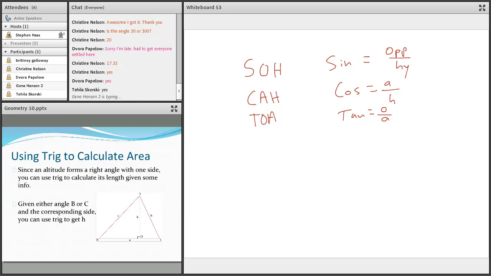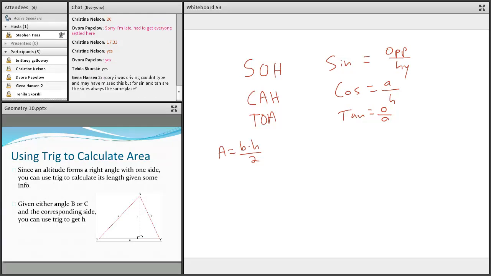The altitude of any triangle means the height of a triangle. The way you measure the height of a triangle is you take the top angle and you shoot an altitude down straight to the bottom side. And the altitude always makes a right angle. If you may recall, the area of a triangle is the base times the height divided by 2. Now the base, in this diagram, for example, is simply BC.